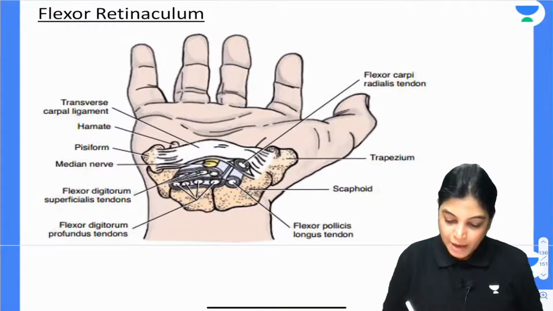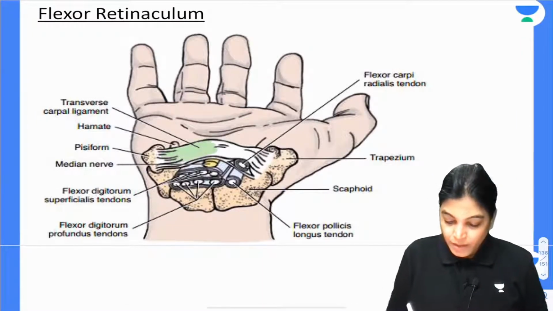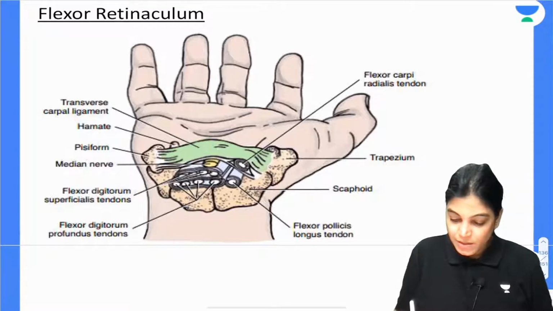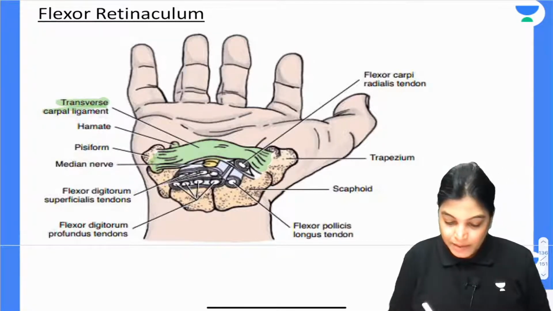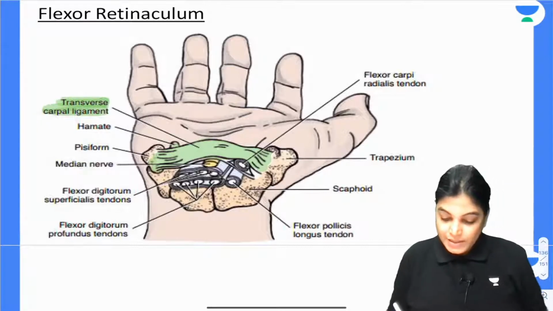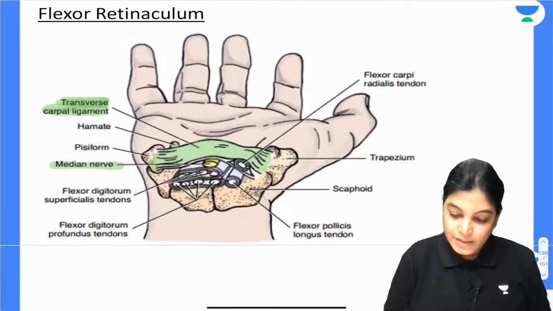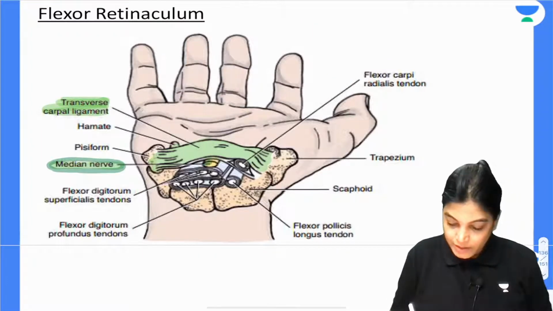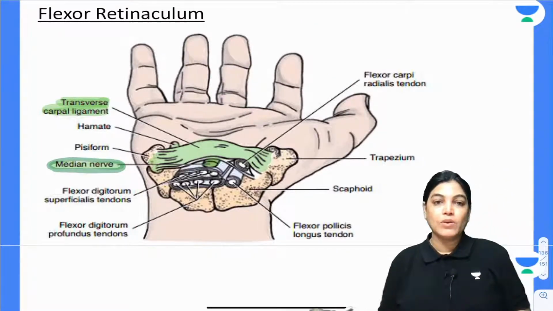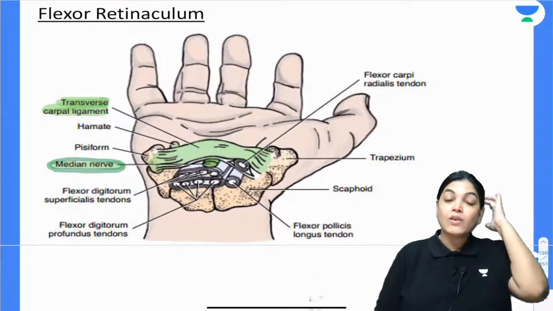So let's see this again. Here you can appreciate this fibrous attachment. This is the transverse carpal ligament, which is also called the Flexor Retinaculum. Median nerve, you can clearly see this is the median nerve which is traversing below it, along with the flexor tendons.